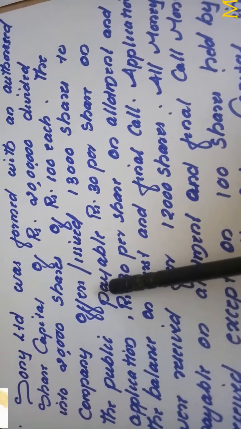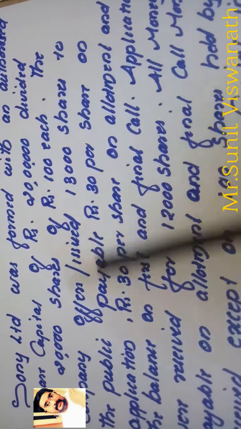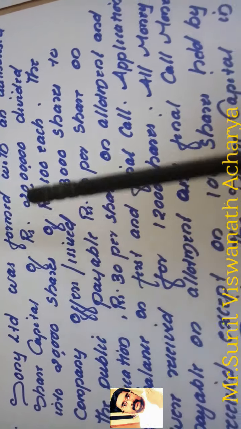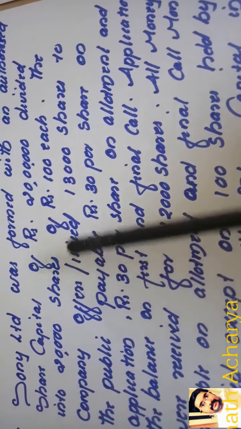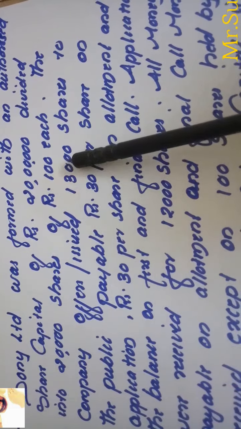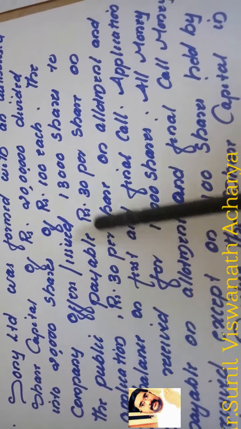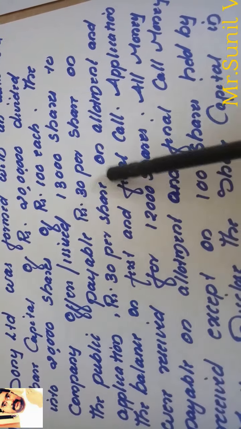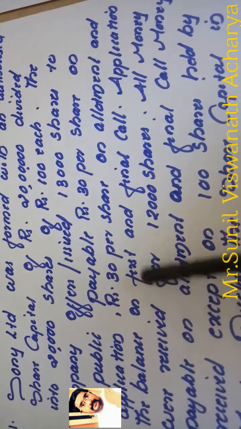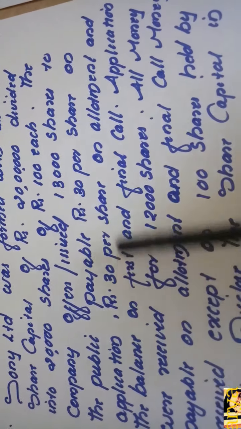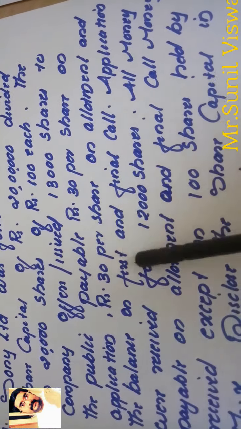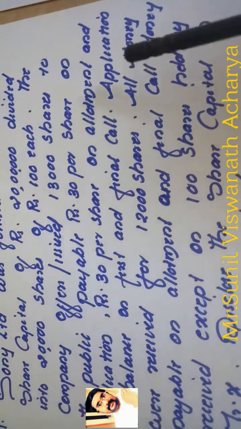The company offered or issued 13,000 shares to the public. Out of the 20,000 shares authorized, the company offered or issued to the public for subscription 13,000 shares, payable 30 rupees per share on application, 30 per share on allotment, and the balance on first and final call. So 30 plus 30 is 60, and the balance, the first and final call, is 40 rupees.